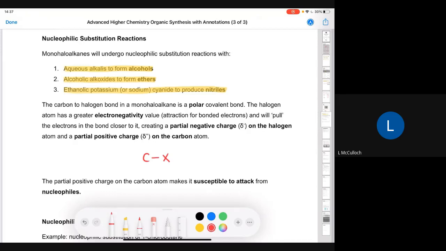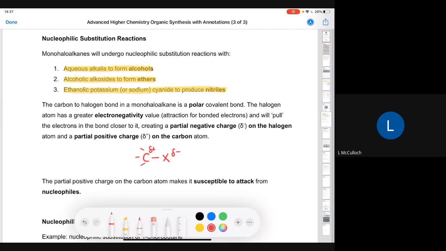Again, I'm just using the symbol X for a halogen. Now, every halogen has a greater electronegativity than carbon. The difference in electronegativity values will, of course, vary depending on what the halogen is, but every halogen atom that we use in these reactions has a greater electronegativity than carbon. So the halogen atom will always be delta negative, and then our carbon atom will always be delta positive.